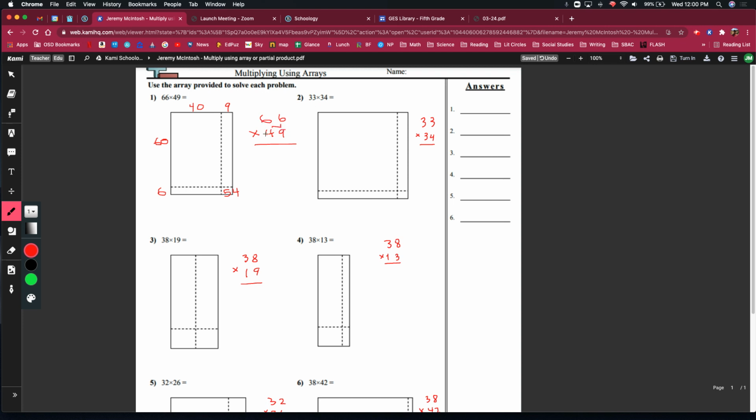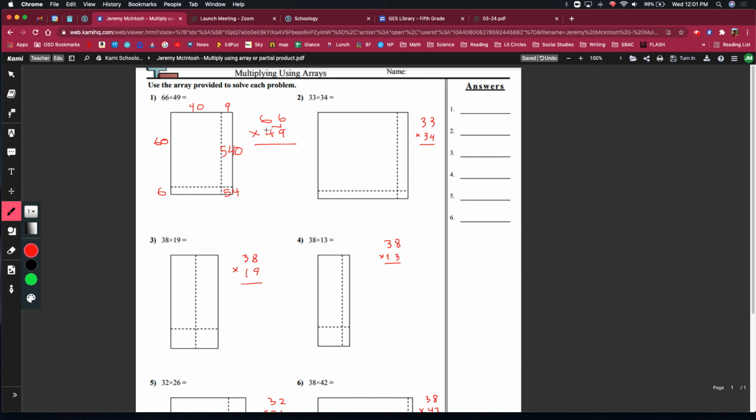Now 60 times 9. That's going to go in this area. The 9 stays all the way over here. 6 times 9 is 54. So I'm just multiplying by 10, the powers of 10. So 60 times 9 is 54 with a 0 on the end, so 540.